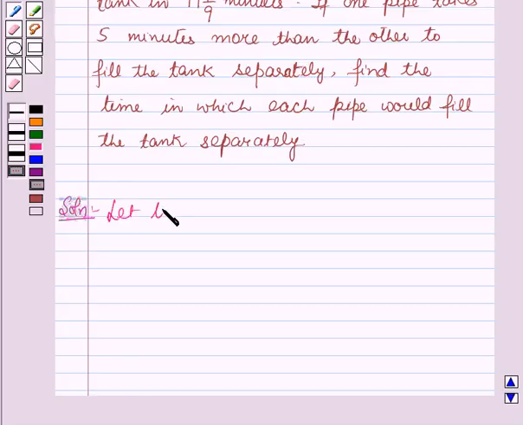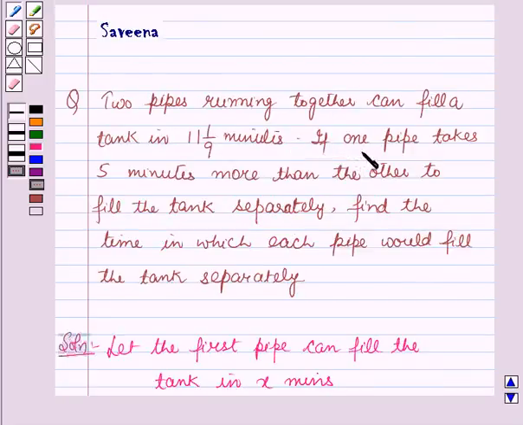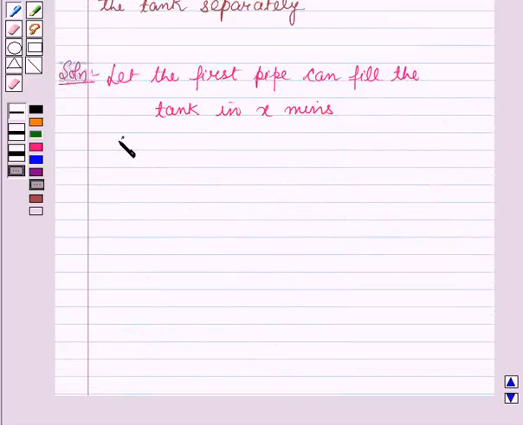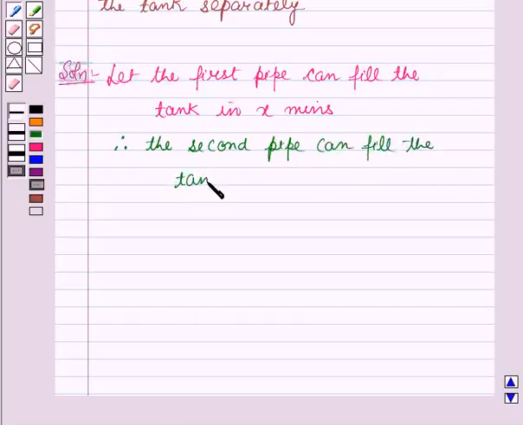Now let the first pipe can fill the tank in x minutes. Now it is given in the question that one pipe takes 5 minutes more than the other to fill the tank separately. Therefore, the second pipe can fill the tank in x plus 5 minutes.